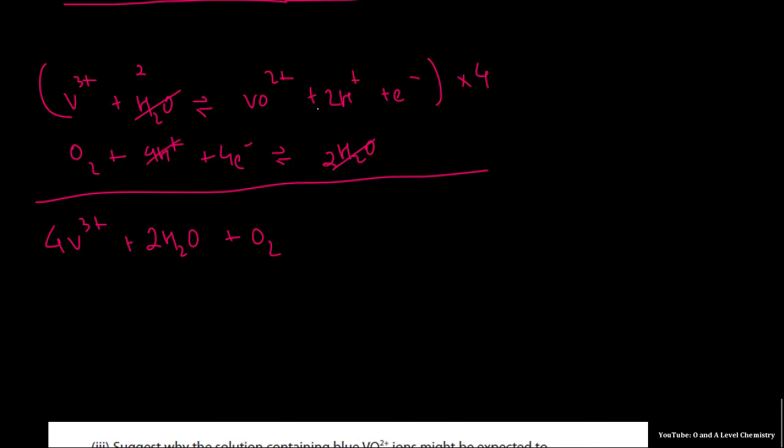No, it's not going to cancel out completely. That's what I mean. I have 8 H pluses here when I multiply it by 4, and I have 4 here, so I'm going to have 4 H pluses left. So 4 VO2 plus 4 H plus. That's the overall equation for that one.